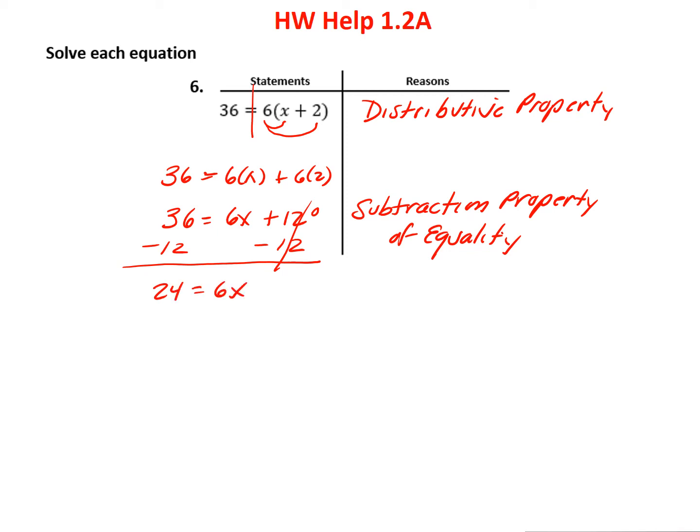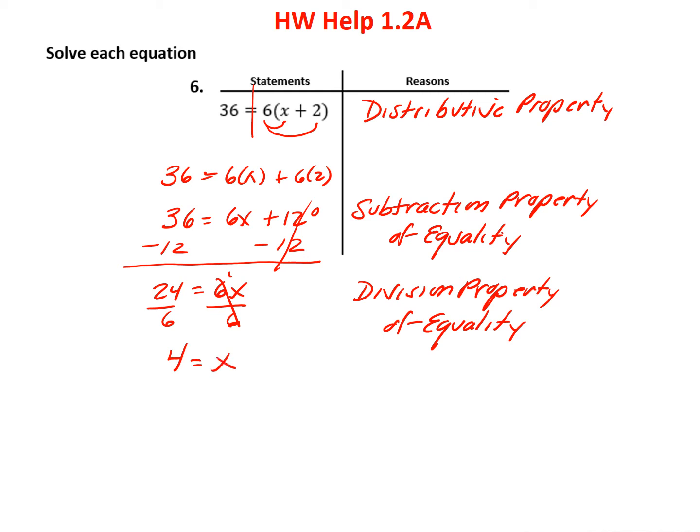And now we'll undo the multiplication. X is being multiplied by 6. The opposite of multiplying by 6 is dividing by 6. So we divide both sides by 6. That's the division property of equality. 6 divided by 6 is 1. 24 divided by 6 is 4. So I end up with 4 equals x, or I can turn that around and write x equals 4 as my answer. Once again, we can go to the right side and see if it works.